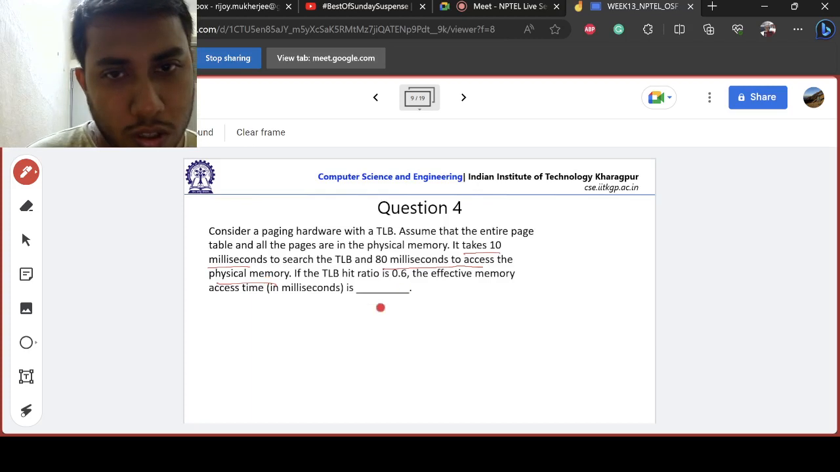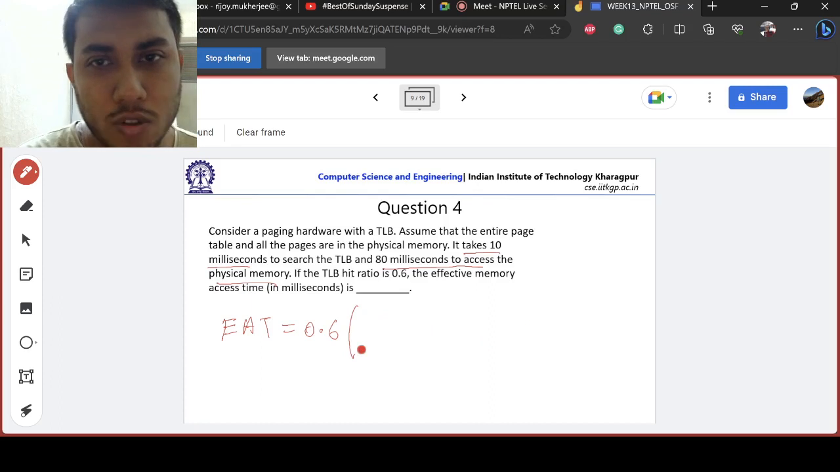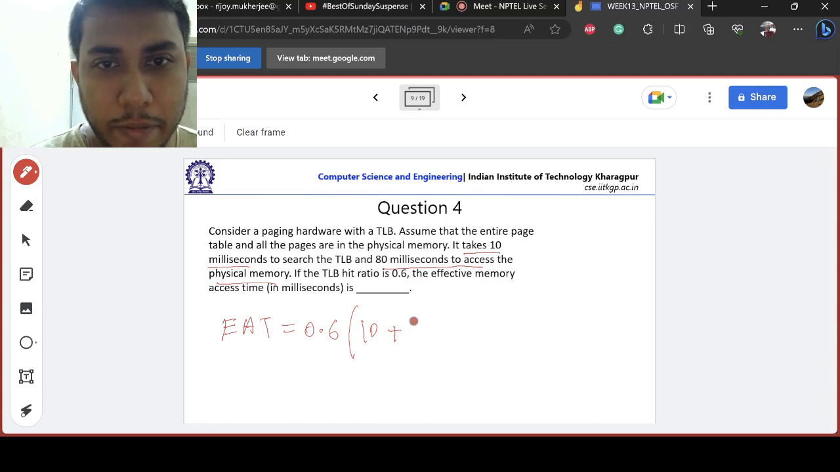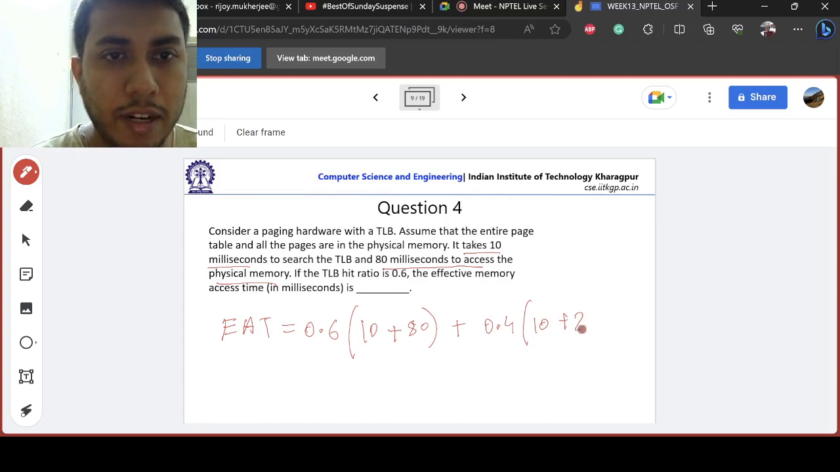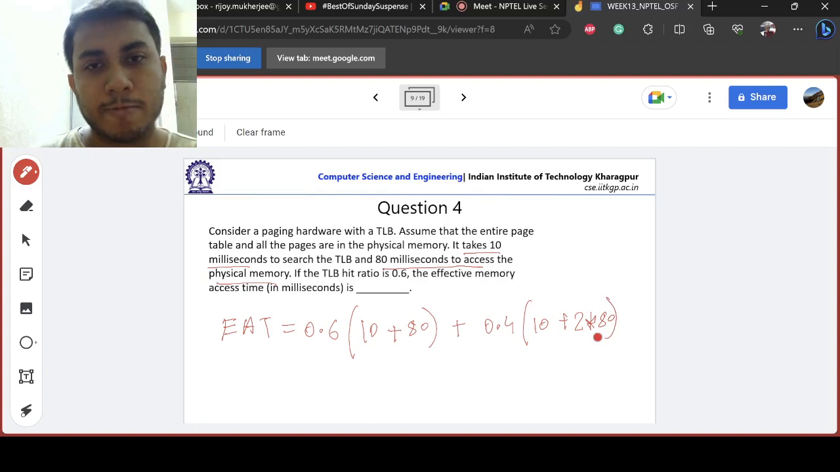So the TLB hit ratio is 0.6. We know EAT, the effective access time, is the hit rate times the hit time plus the miss rate times the miss time. If it is a TLB hit, it will search the TLB for the address and then access the memory. But if it is a TLB miss, it will search the TLB for 10 milliseconds and then search the page table and also the frame for the translation.